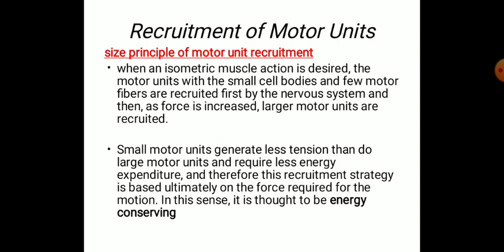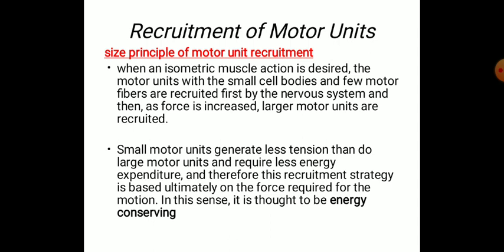As the principle states, when an isometric muscle action is desired, the motor units with small cell bodies and few motor fibers are recruited first by the nervous system, and then as force increases, the larger units are recruited. If you need to carry out small functions, such as hand movements or facial movements, all of these movements require only a small amount of force. So when we need to conduct a small action, the smaller motor units will be recruited.